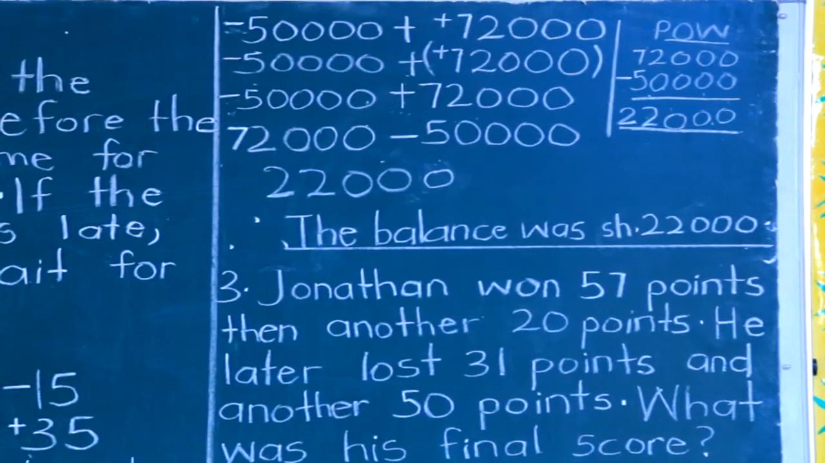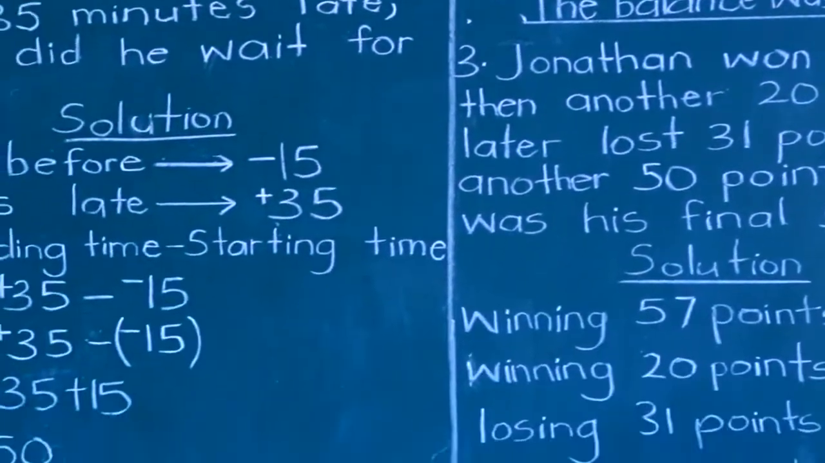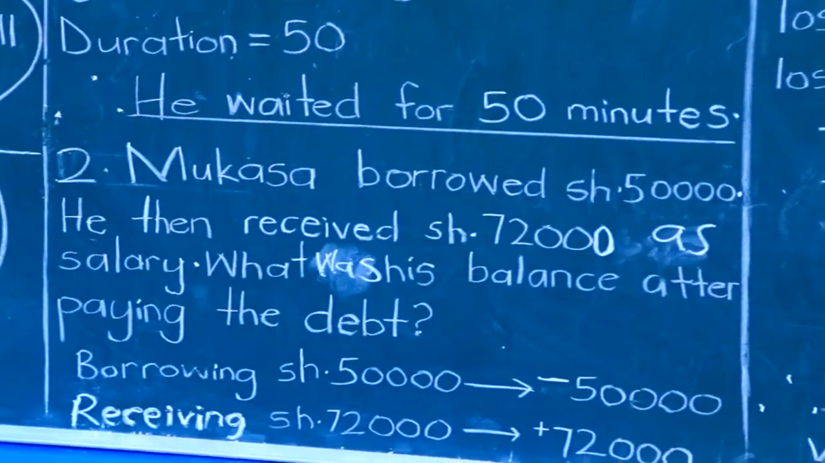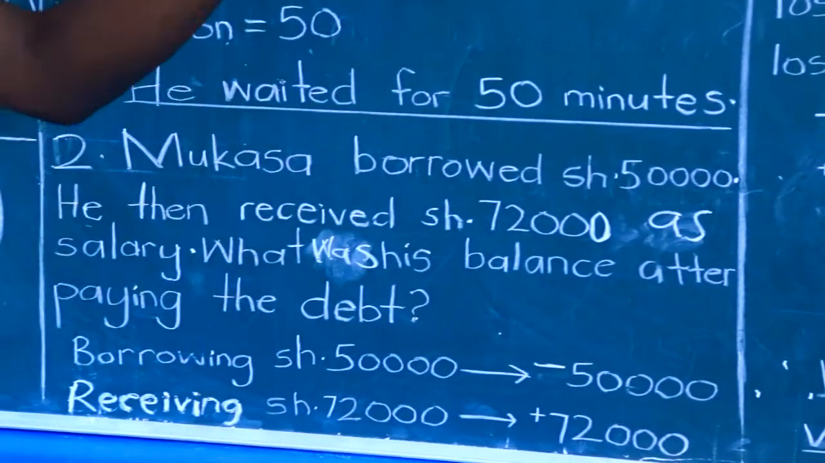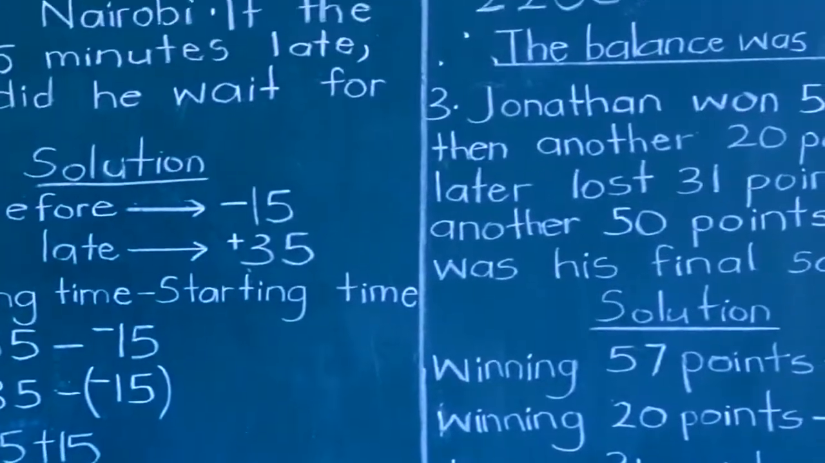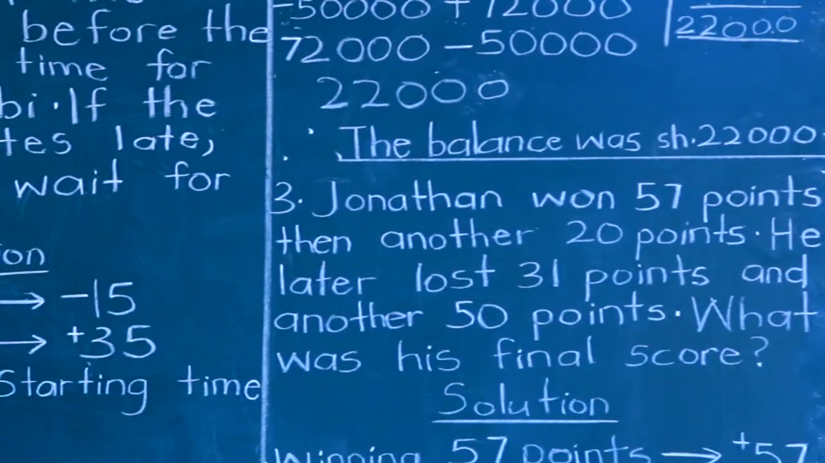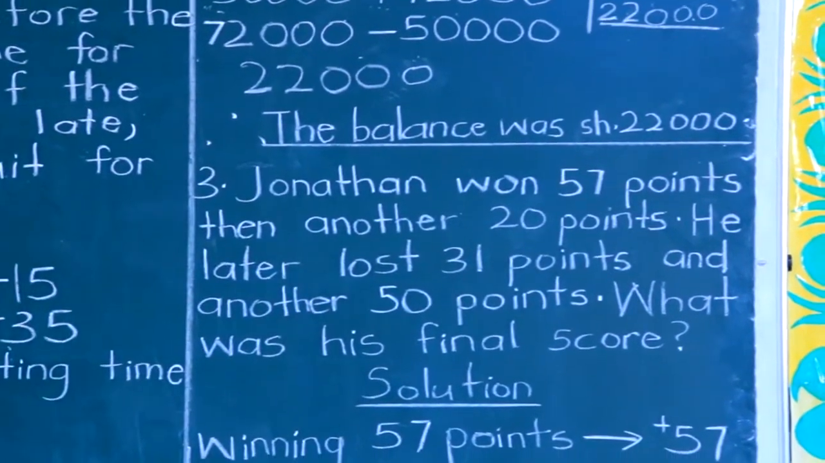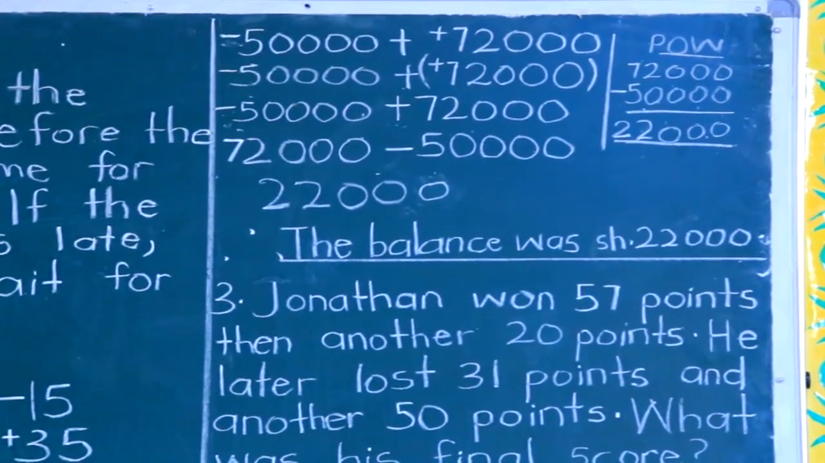Please look at the order of the events. It was Mukasa's borrowing first, so negative 50,000 first, before receiving the 72,000 shilling salary. So follow that one, although at last you will subtract in this form because of the order of these integers. That will have answered the question following the application of these integers.